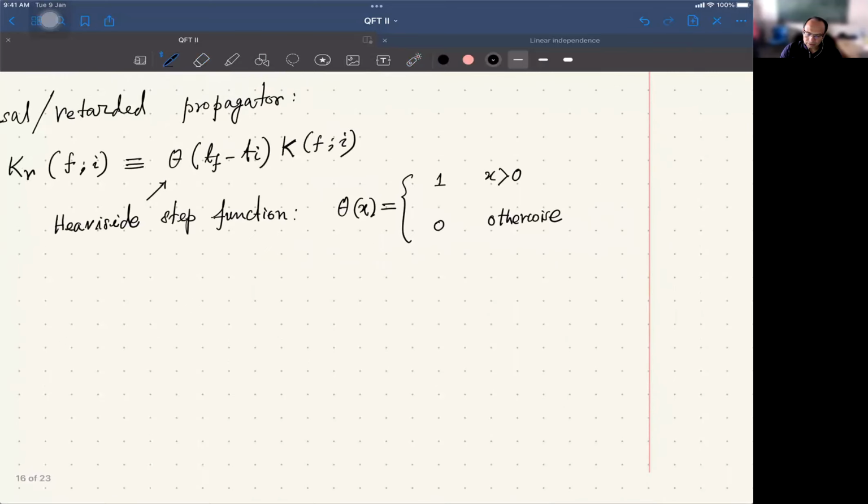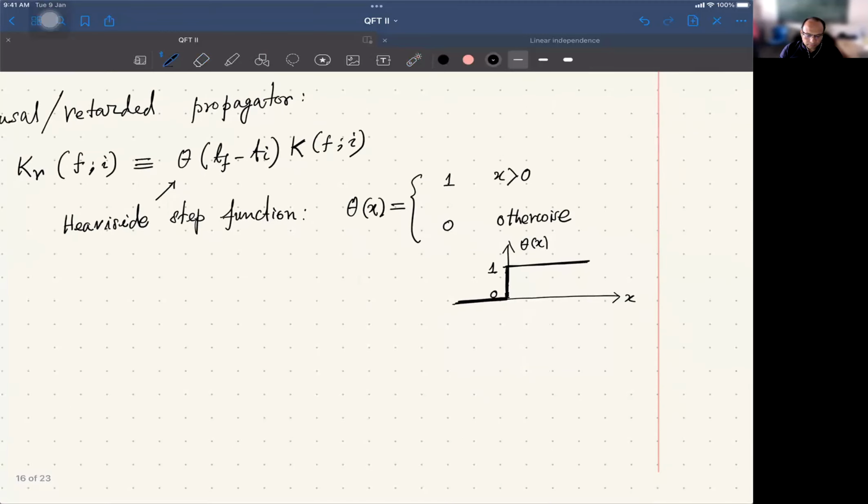Okay, so graphically, as you probably already know, this is x and this is theta of x. For all x negative, it is 0. And for x 0 or greater than 0, it is 1. So this is 1, this is 0. That is the step function.